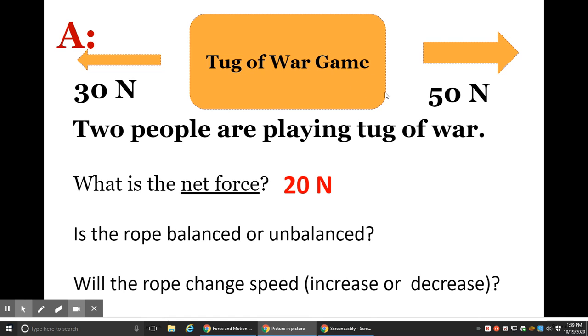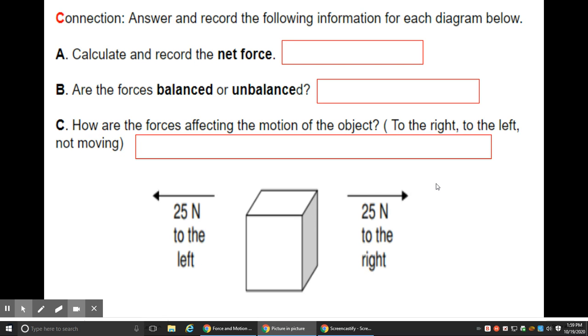So the tug of war game is going to go with 20 newtons of force in the direction of the larger force, to the right. And we are going to change with an increasing speed.